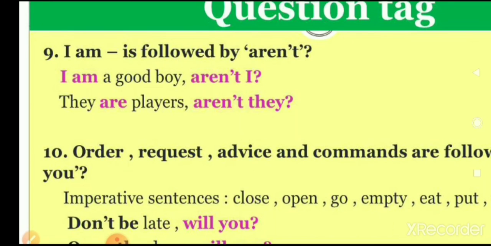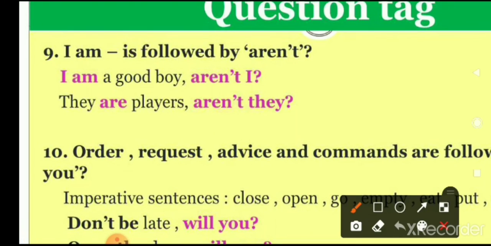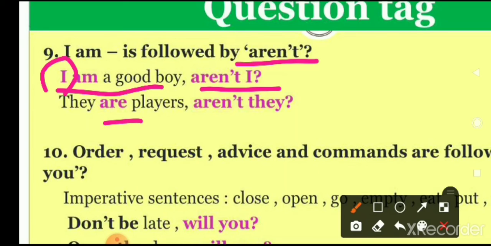Next, I am is always followed by aren't. We are not supposed to frame the tag as am I. It's wrong. I'm a good boy, aren't I? They are players, aren't they? So just because both the sentences are in positive form, we are supposed to form the tag using aren't. Aren't I? Just because in the first sentence the subject is I, we are supposed to frame the tag as aren't I? They are players, aren't they?